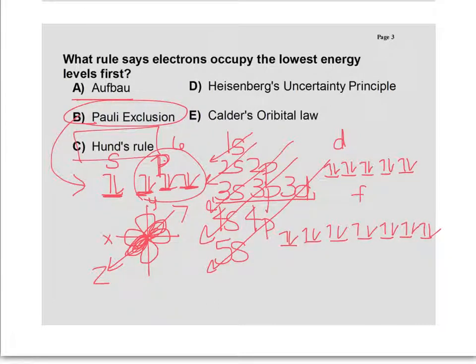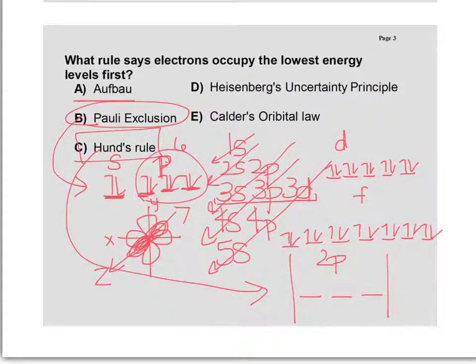And the last one is Hund's rule. Hund's rule says that when electrons are in the same apartment, for example, let's say you are filling a P apartment, and there are exactly 3 electrons in 2P. You would do this, 1, 2, 3, one in each orbital. You would not see them paired up like this, because they don't want to be next to each other.